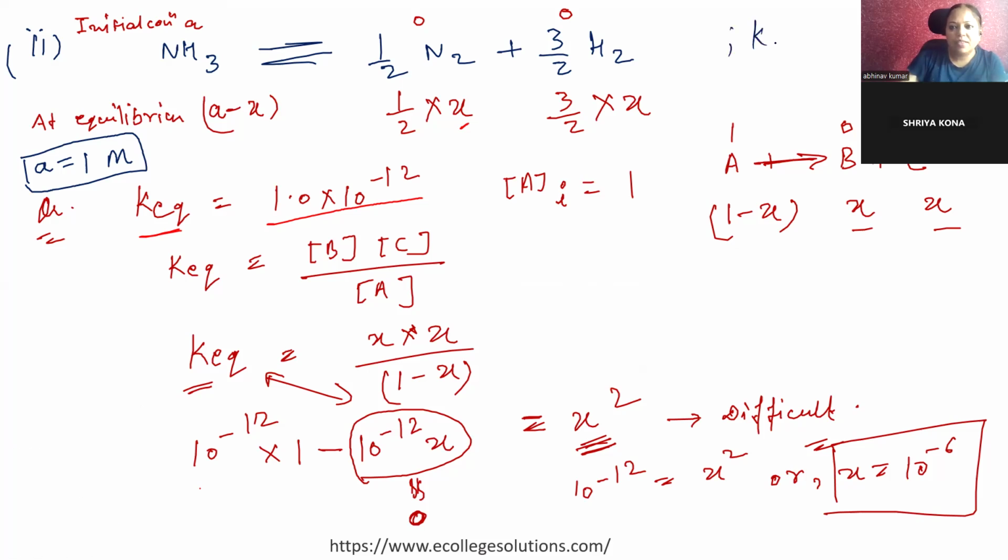And initial A concentration is A, right? What is the initial concentration I'm asking? Let's say it is 1. So K equilibrium is 10 to the negative 12, right? So you do 10 to the negative 12 equals, A is given as 1 molar, equals concentration of NO2 of 1.5 times.